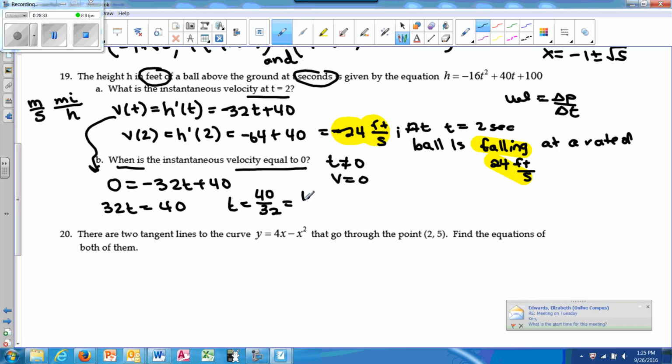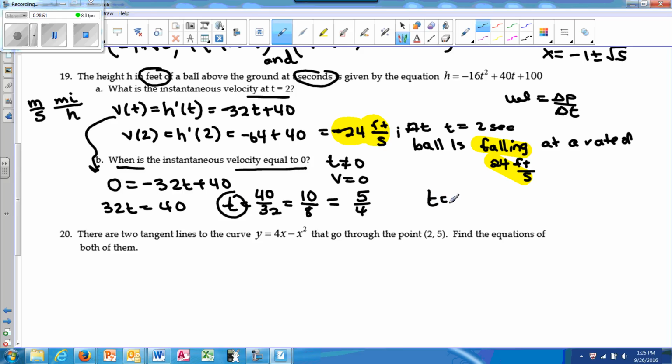Okay, the second half of this question asks us, when is the velocity equal to 0? It does not ask us what is the velocity at time 0. Time is not equal to 0. We want velocity equal to 0. We already have our velocity equation. So we're going to set the velocity equal to 0. We already have the negative 32t plus 40.